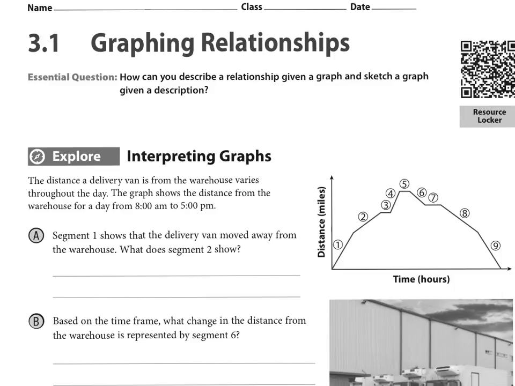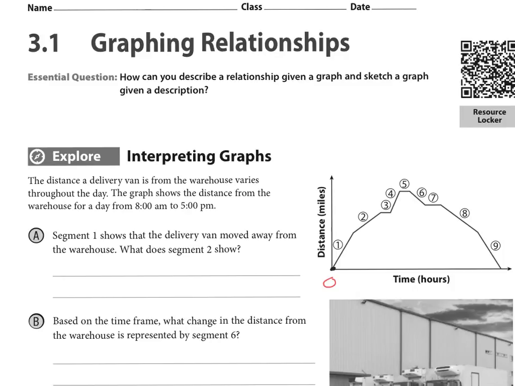So in this example, it says the distance a delivery van is from the warehouse varies throughout the day. The graph shows the distance from the warehouse for a day from 8 a.m. to 5 p.m. So a couple of things that you should be able to read from this. Let's talk about our x-axis, which is our domain. Whenever we talk about the word domain, we're talking about the x values. So right here at the start, what would be the value that we would put there? Exactly. It's 0. Good job, Emma. It's 0.